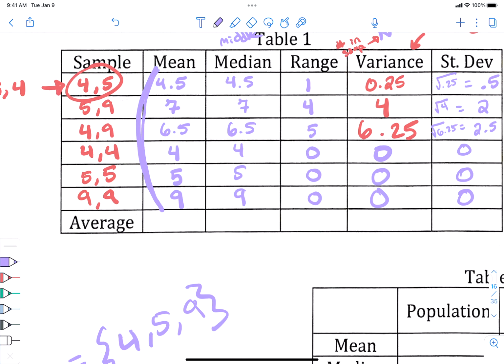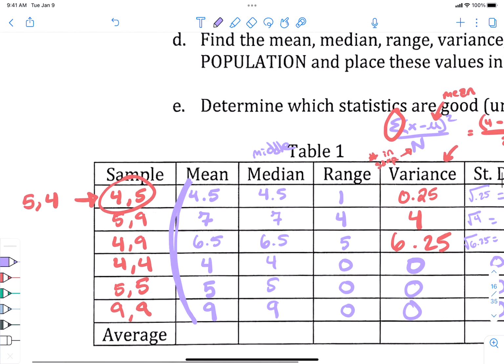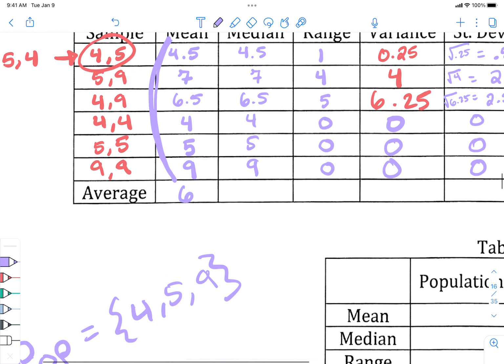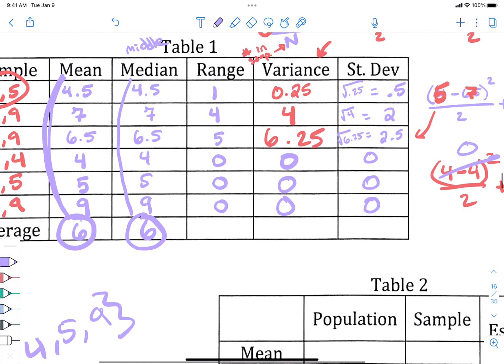You added them all up and divided by 6? Are you sure? I'm positive. 6 and 6. Okay. You don't really have to do the median because it's going to be the same number, right? The range, if you add those up, divide by 6, right? Even though those are zeros, you don't divide by 3 now. You still divide by 6.